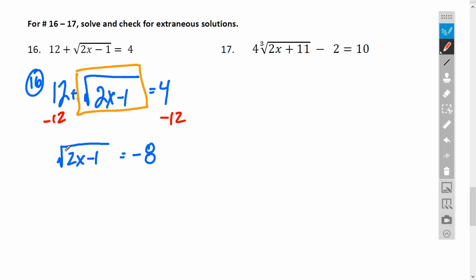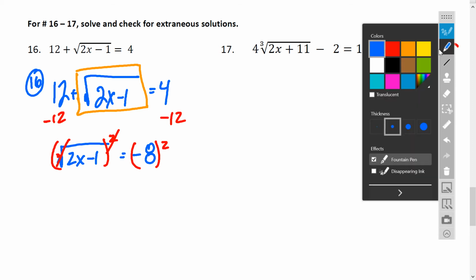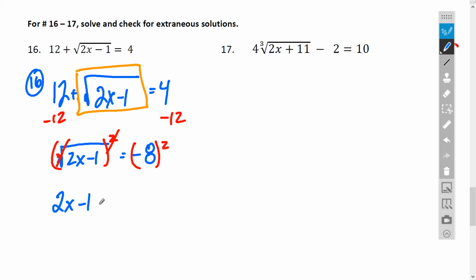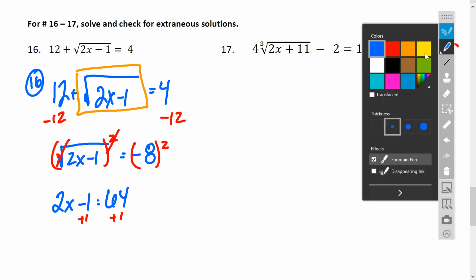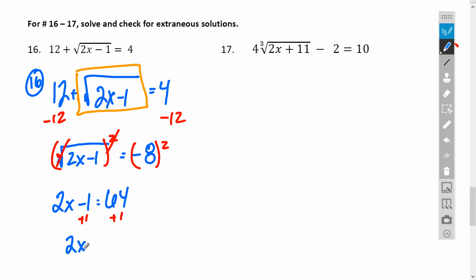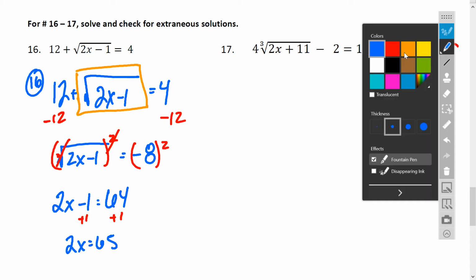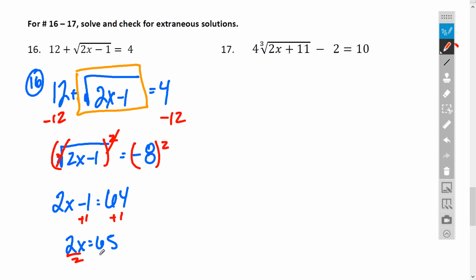And now, to get rid of the radical, I raise both sides to the power of the index. The index is 2 because it's the square root. So I'll raise both to the power of 2. On the left side, all that does is cancel out the radical, and I have 2x minus 1. On the right side, negative 8 squared is 64. And then I can keep solving this. Add 1. So 2x equals 65. Divide by 2. So x equals 65 over 2.